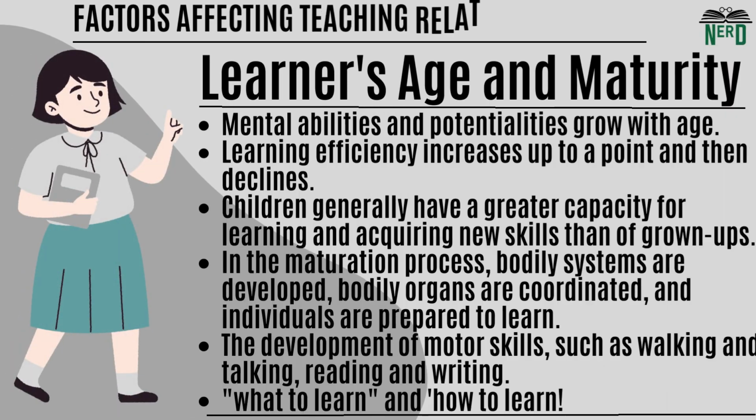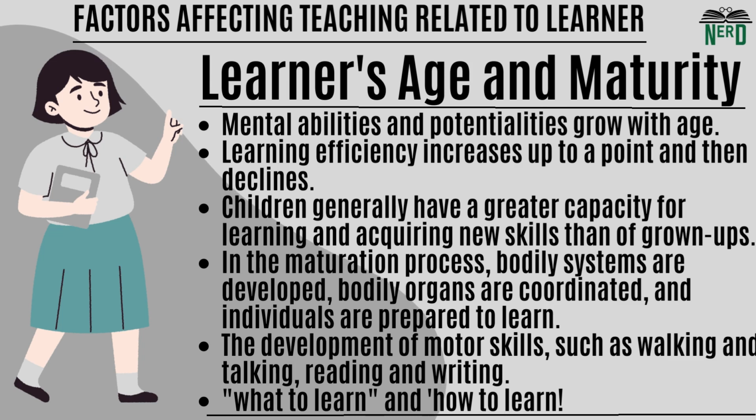Learners' age and maturity also play an important role in learning. As mental abilities and potentialities grow with age, learning efficiency increases up to a point and then declines. Children generally have a greater capacity for learning and acquiring new skills as they grow and develop. The learning potential of grown-up children is greater than that of young children.